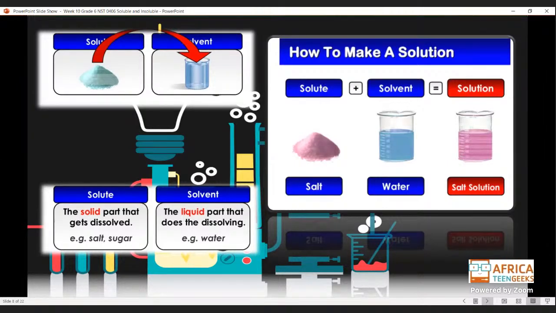You can mention the solute plus the solvent equals the solution, and you can draw them. And then you can give examples underneath and say salt, water, and salt solution. So that's a nice representation that you can use. So I think you did definitely get this down.